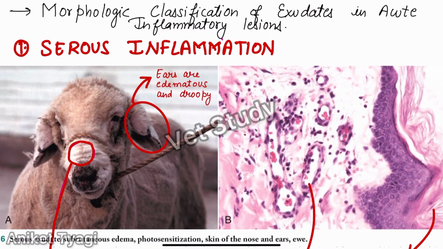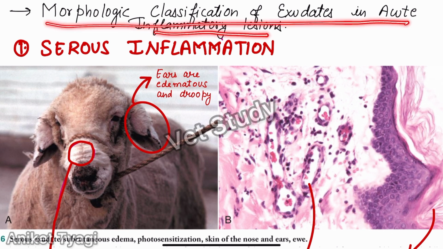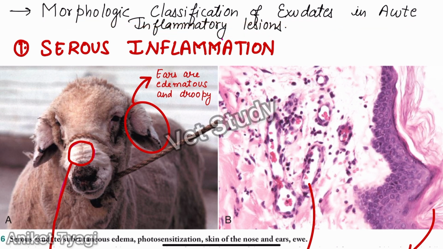Okay, now we will discuss the morphological classification of exudate in acute inflammatory lesions. So basically, you can say the division of acute inflammation is on the basis of type of exudate, right? And on the basis of histopathological lesion, acute inflammations are most commonly grouped into 5 categories. These are serous, catarrhal, fibrinous, suppurative, or hemorrhagic. We will discuss it one by one, right?